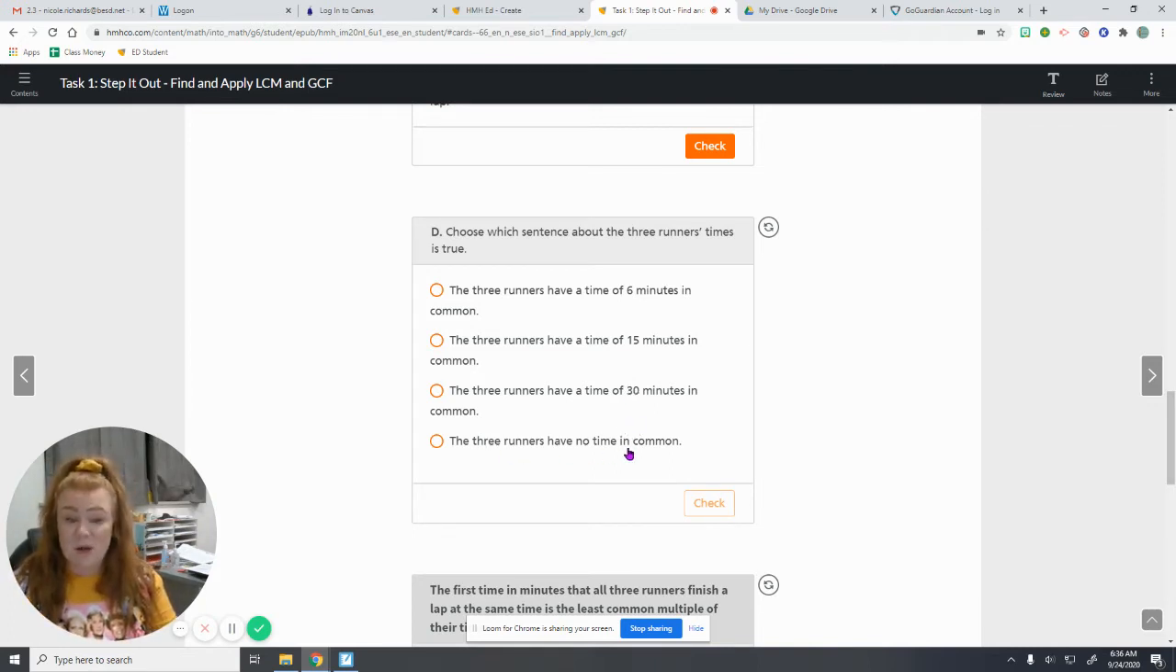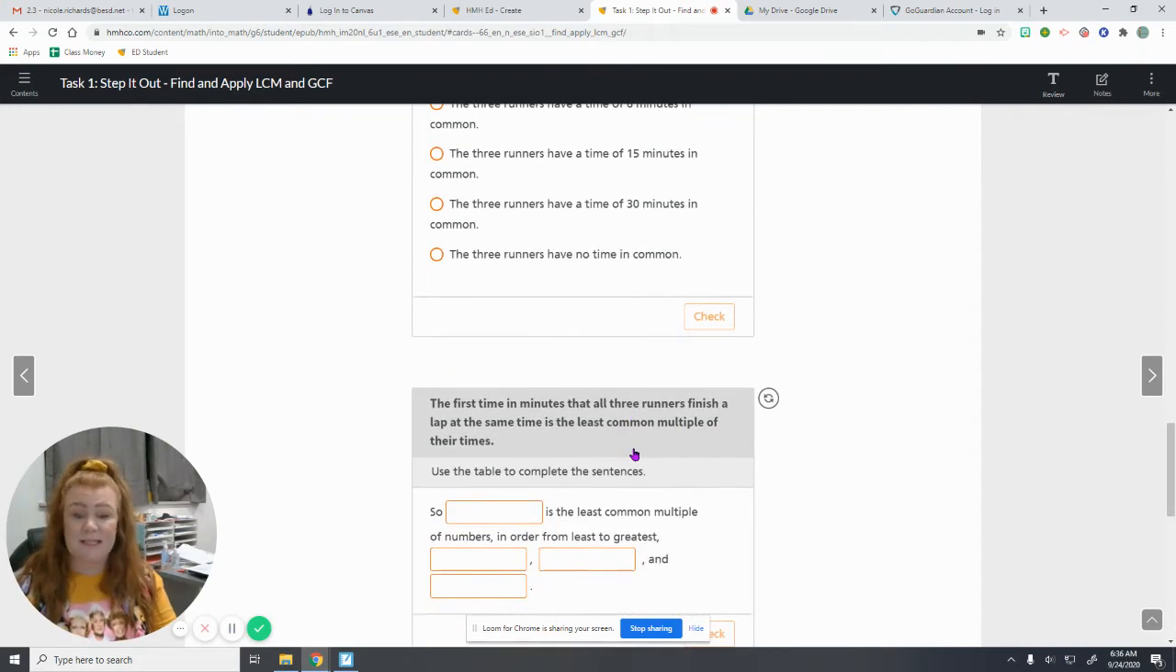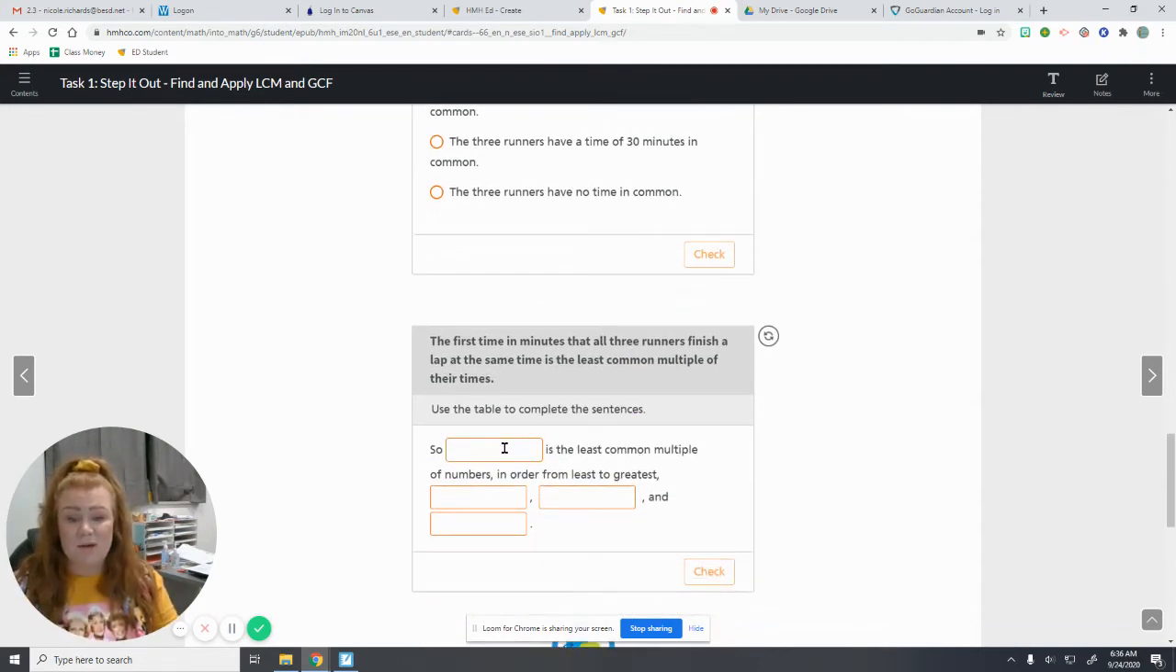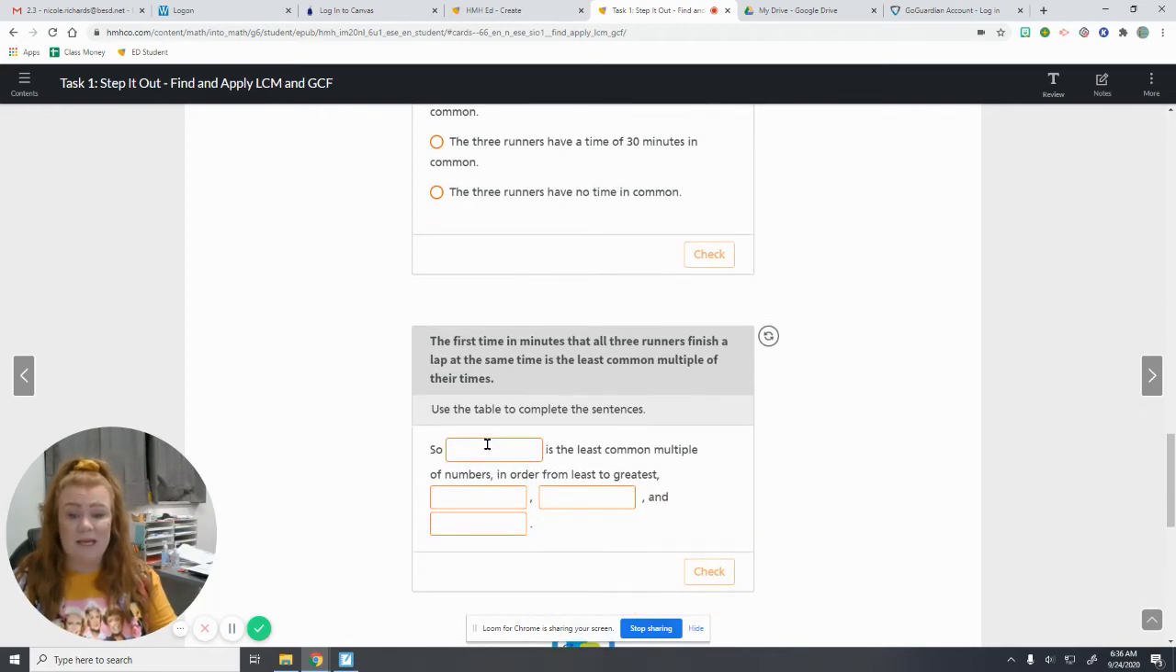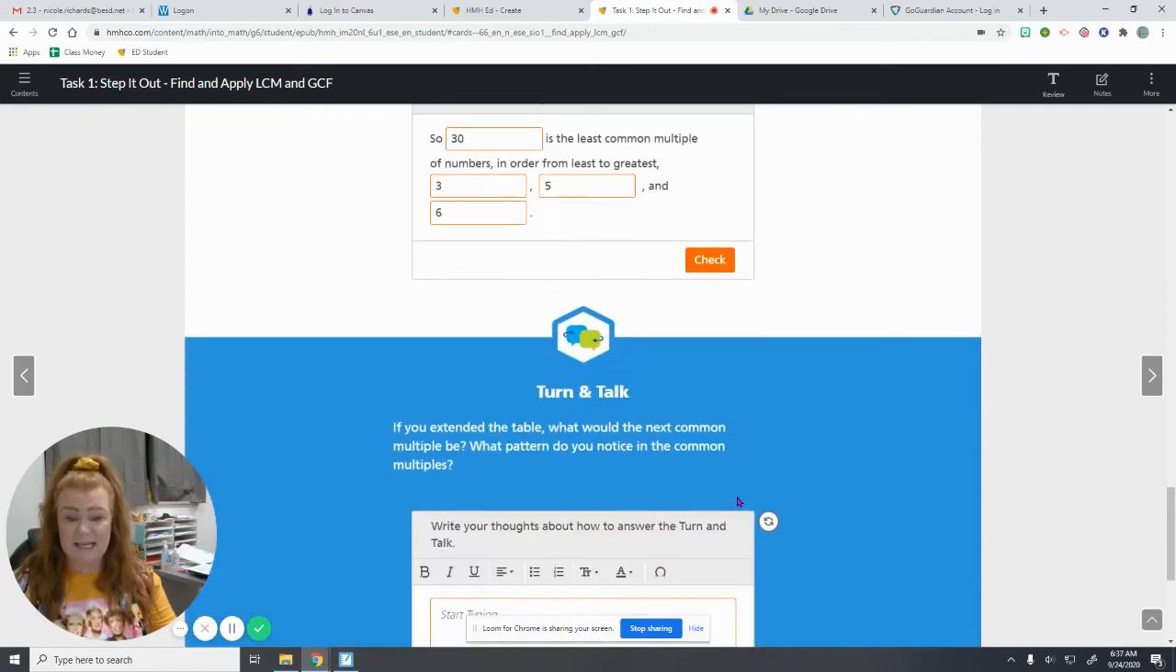And it's not true that they have no time in common. They did have 30 minutes in common. So what is the least common multiple? Well, we just figured out the lowest number that they all have in common is 30. So is the least common multiple of numbers in order from least to greatest. So we know 3 was the smallest number, 5 was our next one, and 6. So 30 is the least common multiple of 3, 5, and 6.